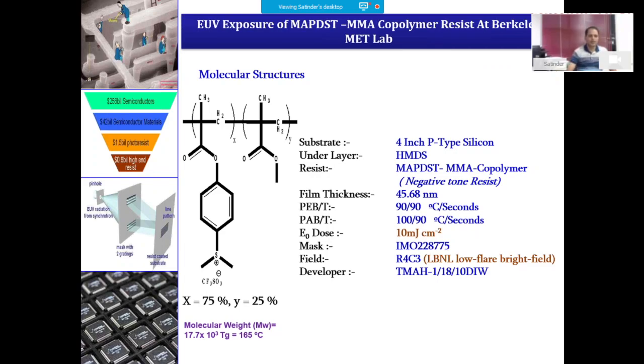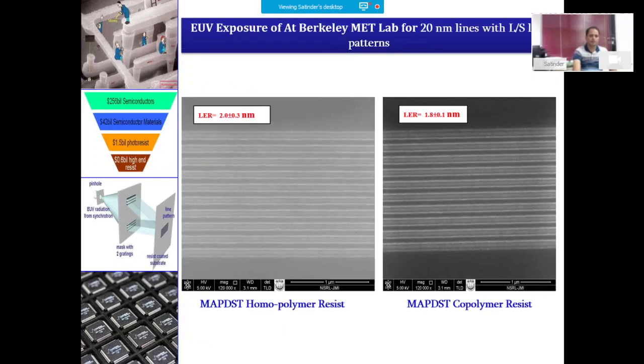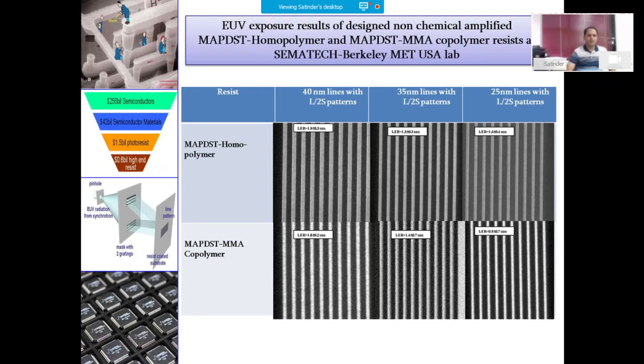So this is another system we have designed and developed here in IIT Mandi, and we have patents. We got the LDR and WR also within the control. This one is a homopolymer, another is a copolymer, and LDR and WR are also lesser than that, as per the expectation of ITRS. So this is basically a complete study.